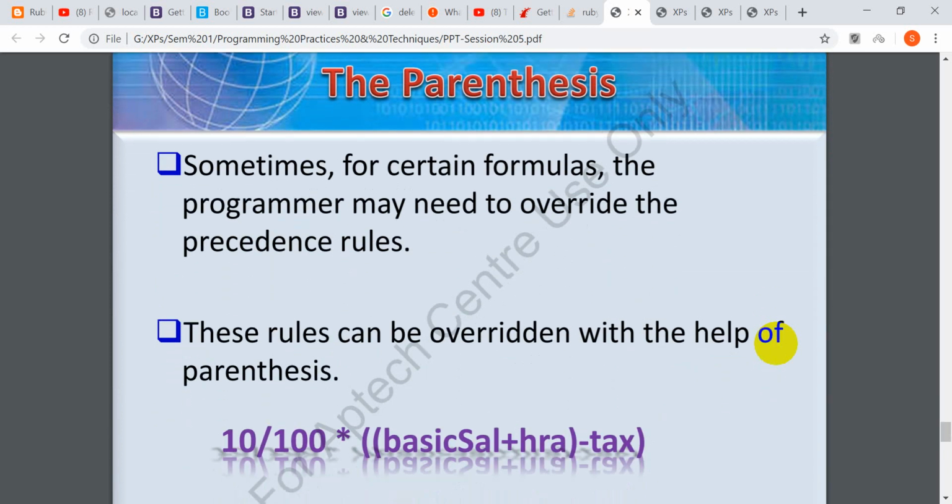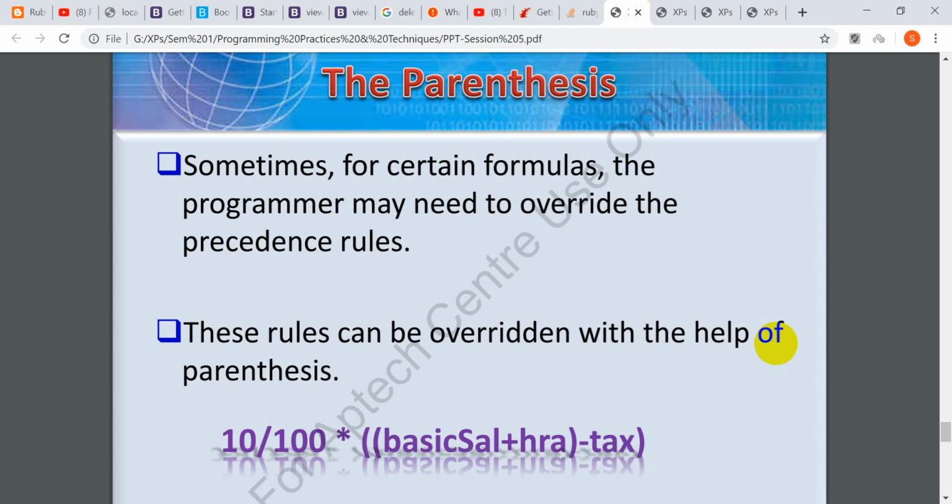So sometimes parentheses, in a bracket, right? Sometimes for certain formulas, the programmer may need to override the precedence rules. For example, the rules can be overridden with the help of parentheses. You see, that's where brackets and BODMAS come in. BODMAS always starts with brackets. So when you have your calculations and there are brackets, you definitely have to override the precedence rule.